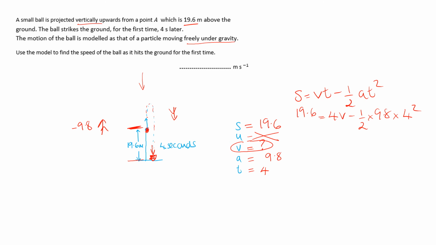So if you work all that, take this term to the other side and then divide by 4, you'll have 98 divided by 4 is equal to v. So v is going to be 24.5, and that will be meters per second.